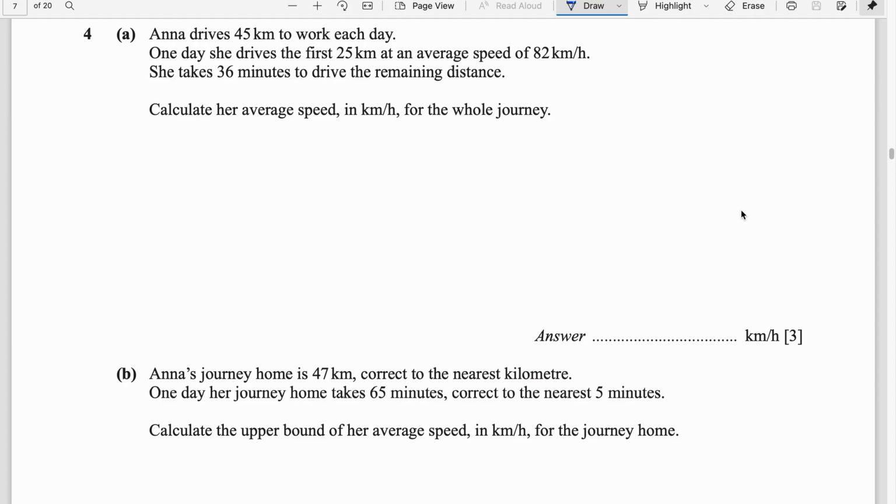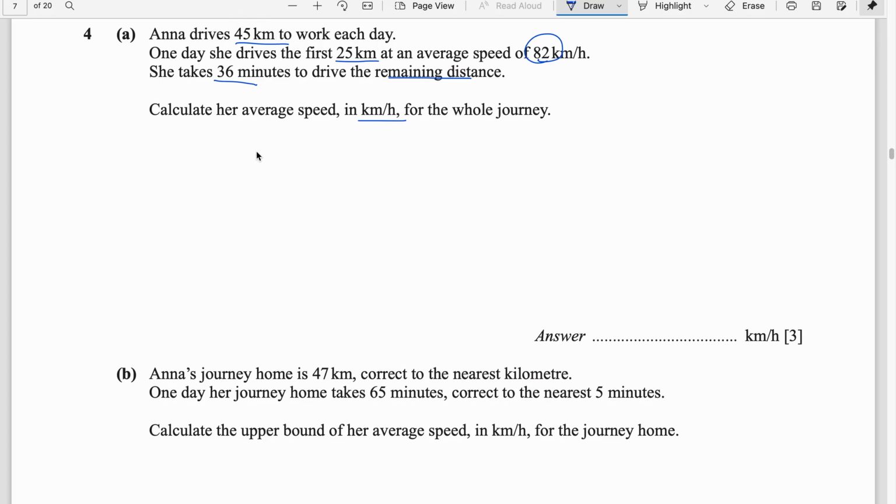Question number 4. Amna drives 45 kilometers to work each day. One day she drives the first 25 kilometers at an average speed of 82. She takes 36 minutes to drive the remaining distance. Calculate her average speed in kilometers per hour for the whole journey.